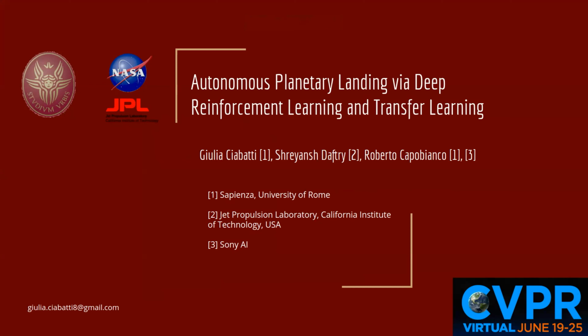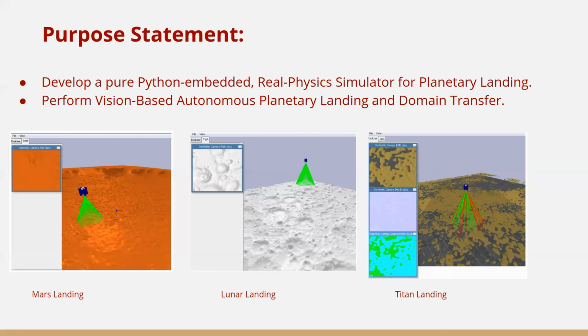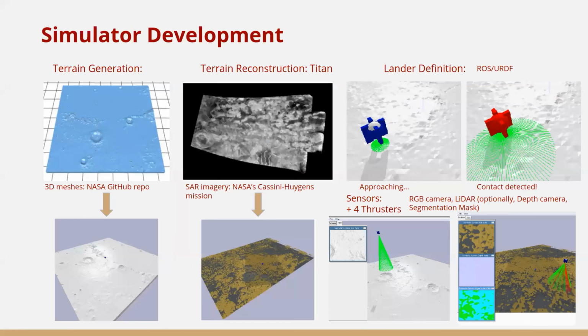Okay. Good evening. My name is Giulia Ciabatti, and I'm a master student at Sapienza University. I'm going to present the paper Autonomous Planetary Landing via Deep Reinforcement Learning and Transfer Learning, extracted from my thesis work in cooperation with NASA JPL. The purpose of this work is twofold. At first, we develop an open source pure Python embedded real physics simulator for planetary landing. Then we perform vision-based autonomous landing and domain transfer.